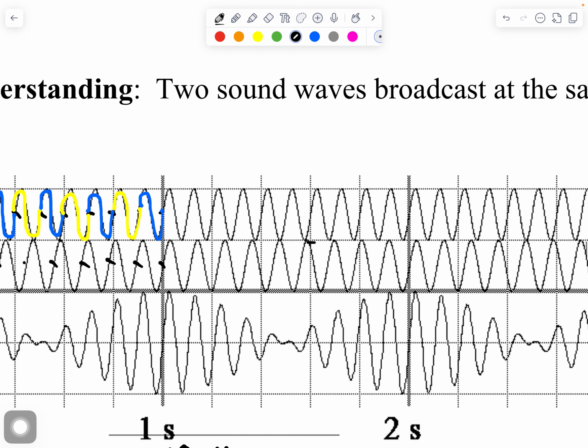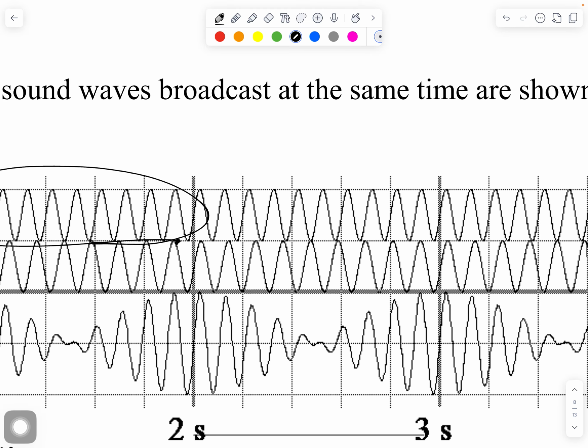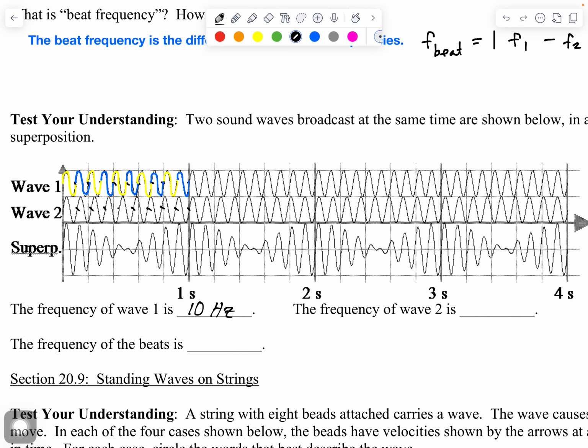And it didn't matter. I could count here, I would get 10. I would count here, I would get 10. The frequency is constant, right, all the way through. Okay, now I'm going to look at wave 2.